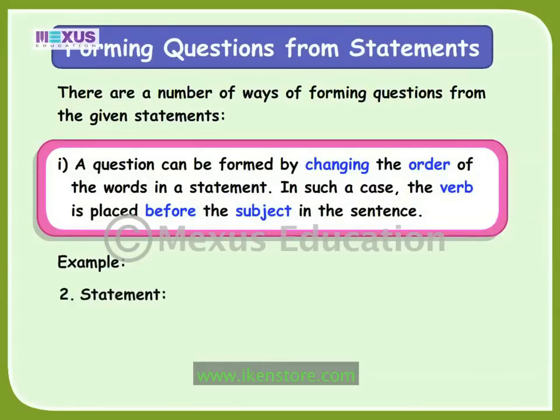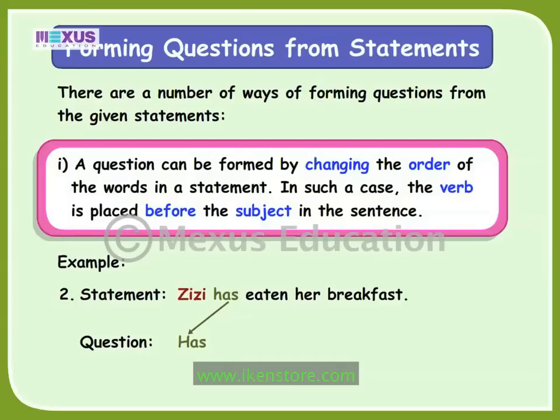Similarly, the statement Zizi has eaten her breakfast can be changed into a question. The order of the words in this statement is changed by placing the verb has before the subject Zizi, and a question mark is added at the end to form the question, has Zizi eaten her breakfast?